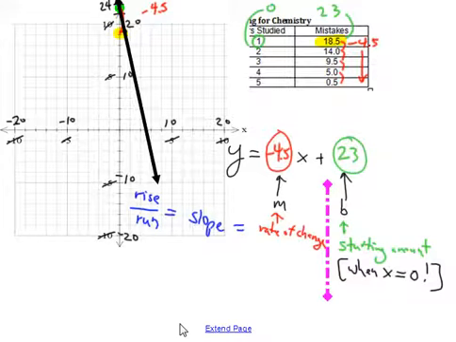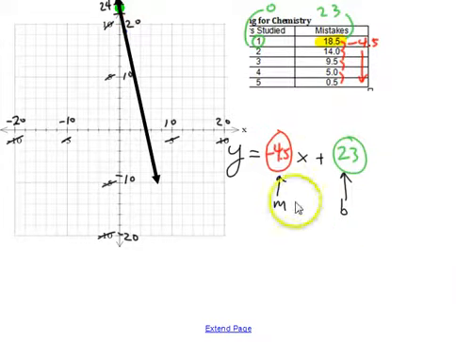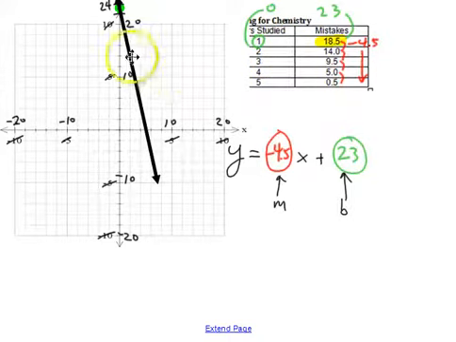Now let's clean this up just a bit. My equation, y equals negative 4.5x plus 23, which is my equation for this chemistry study situation, can be represented in a graph with this black line.